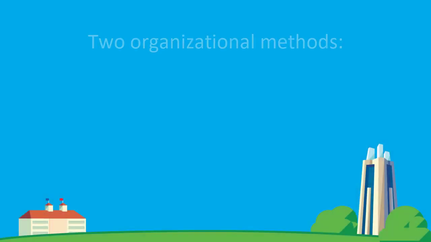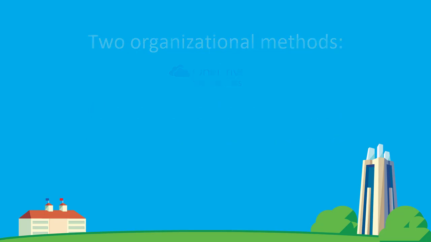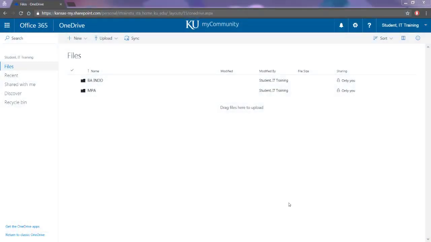In this video, we will walk you through two methods to create an organizational system to set up folders and store files within your personal OneDrive for Business online storage space. The two methods are different in how they organize the materials. In Method 1, you'll set up a new folder for each class. In Method 2, you'll set up a general folder for each semester. Let's look at the end result, and then we'll walk you through how to set it up for this semester.